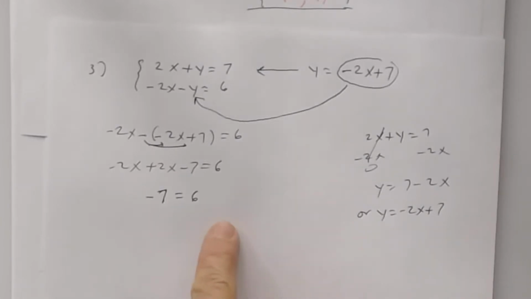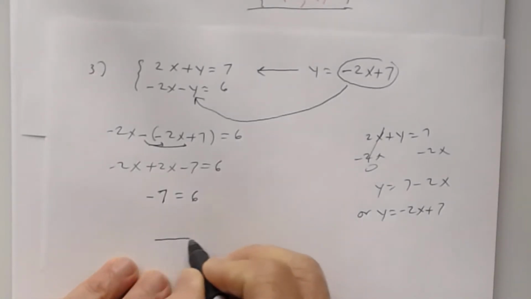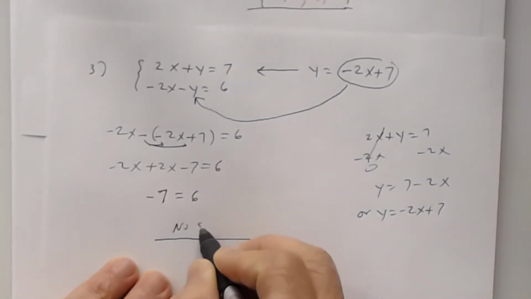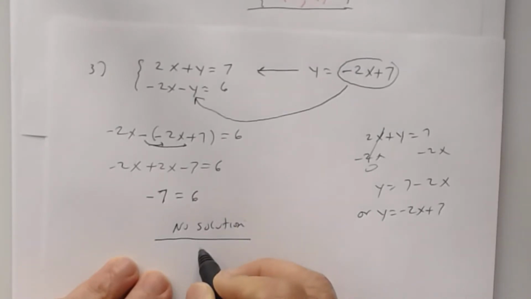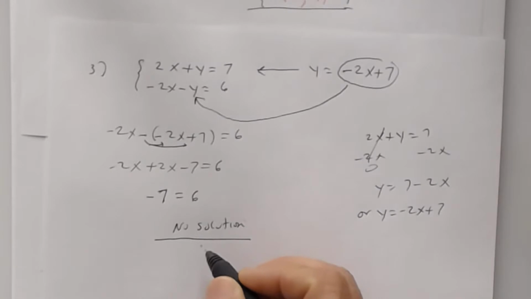That's what that means. So there is no solution. So in the blank, you would say no solution, or you would say what? Inconsistent. No. The empty set, thank you. The empty set.